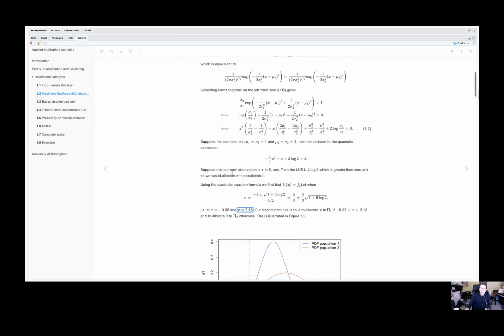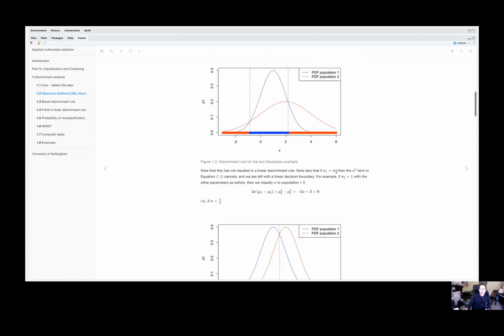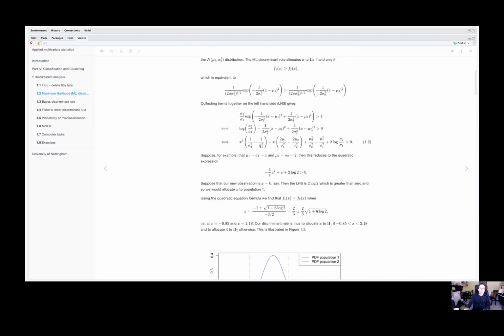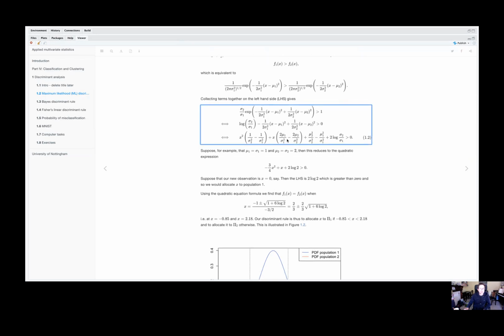If we pick different values for sigma 1 and sigma 2, in particular if I let sigma 1 equal sigma 2 and they're both equal to 1, say, then we get cancellation of this squared term here. If sigma 1 equals sigma 2, this term cancels, and we're just left with a term that is linear in x. We don't have the square term, we have an x term and a constant term.